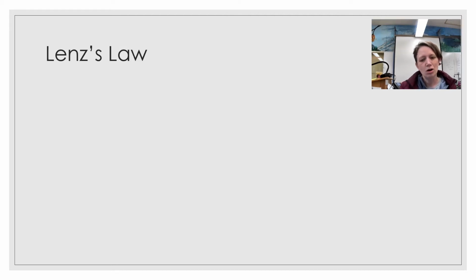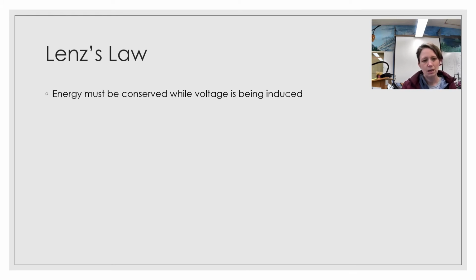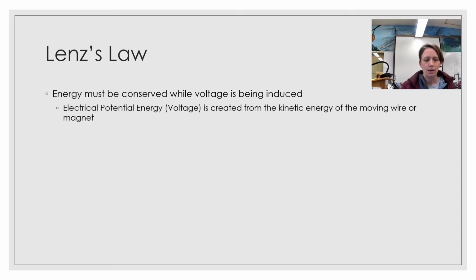The big law that governs this unit is known as Lenz's Law. Lenz's Law comes from conservation of energy. It basically says that energy in the universe is conserved, so if you're going to induce a voltage or create some electrical potential energy, it has to come from somewhere. In this case, the electrical potential energy is created from the kinetic energy of the moving wire or the magnet, right? We had to push it through that field somehow. Some force had to push or pull it through the field.